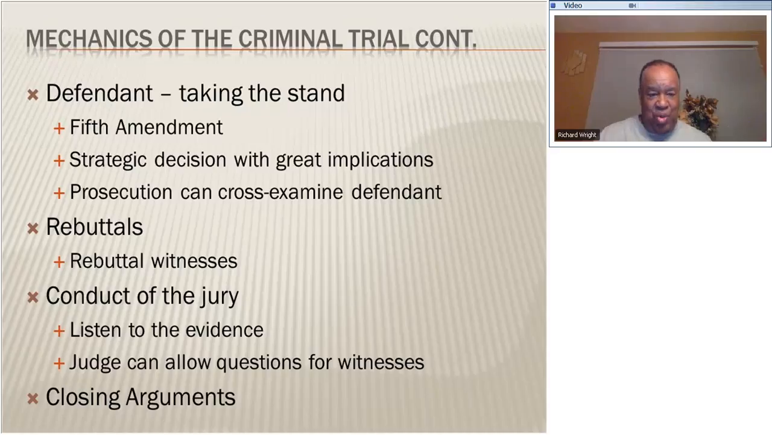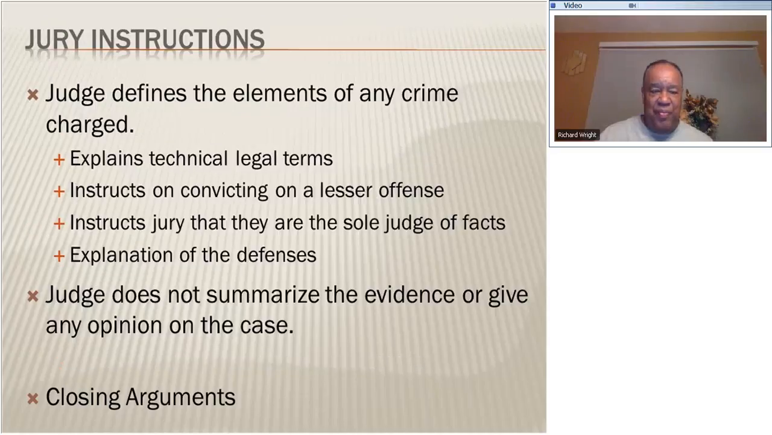The conduct of the jury. They listen to the evidence. The judge can allow questions for witnesses. Then there are closing arguments, where there's a summary of the case itself.